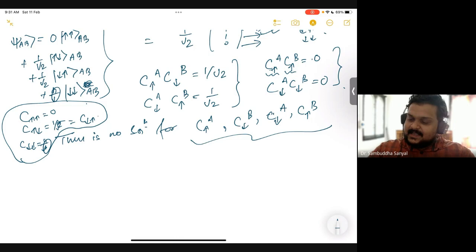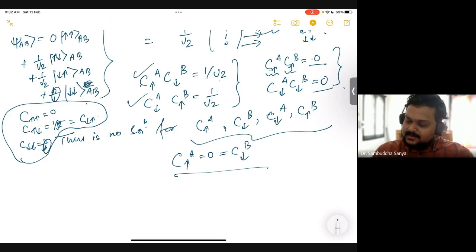Why? Because if both of these are true, then either C up A is 0, or C up B is 0, or C down A is 0, or C down B is 0, right? Let us say one such solution is C up A is 0 and C down B is 0, right? If this is an accepted solution, then these two cannot be true, because C up A comes here, it cannot be 1 by root 2. C down B also comes here, this cannot be 1 by root 2.